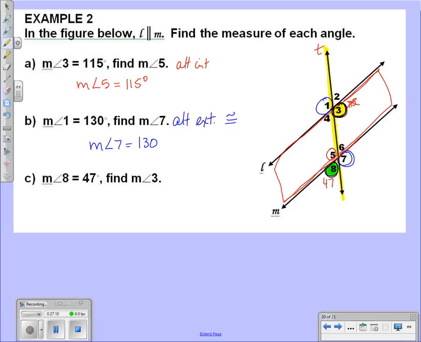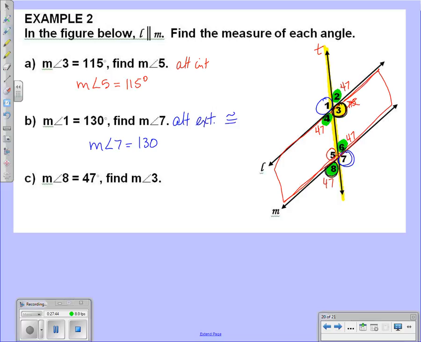So let's see. Measure of angle 8 is 47. Hey, angle 6 is a vertical angle. And if they're vertical angles, that means it's 47 also. And then I can go and say, well, angle 6, its corresponding angle is angle 2. So that means angle 2 is 47. And that means if 2 is 47, it has a vertical angle of 4. So that means angle 4 is 47.